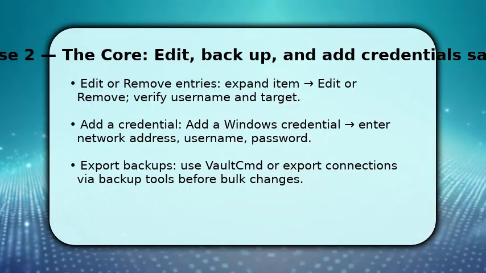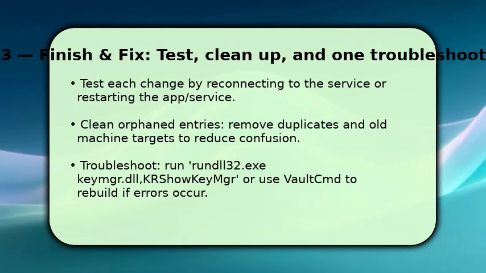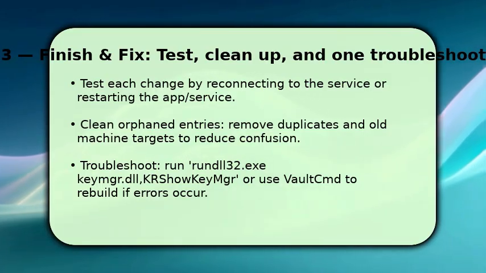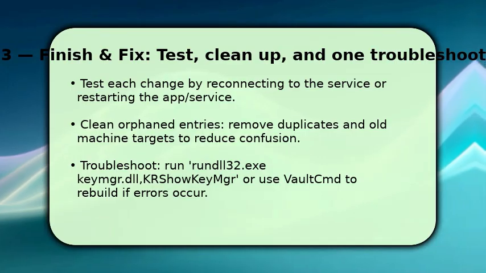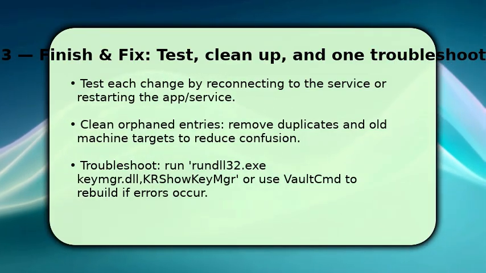Finish by testing every connection. Reconnect drives, sign into services, and restart affected apps or services to confirm credentials work. Clean up any orphaned or duplicate entries so Windows picks the correct secret next time, and document changes if this is shared infrastructure.